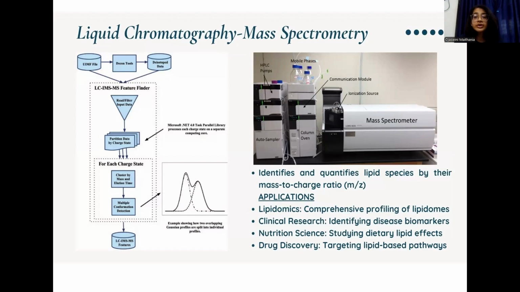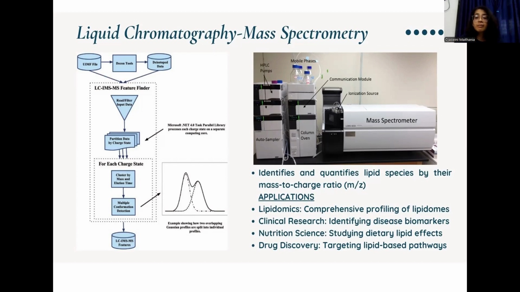The sample components interact with the stationary phase differently, causing them to separate as they travel through the column. Different compounds in your sample will have different affinities for the stationary phase, so they will move at different speeds. This leads to separation of the components as they exit the column. The outcome you get is individual peaks on your chromatogram, with each peak representing a separate compound in the mixture.